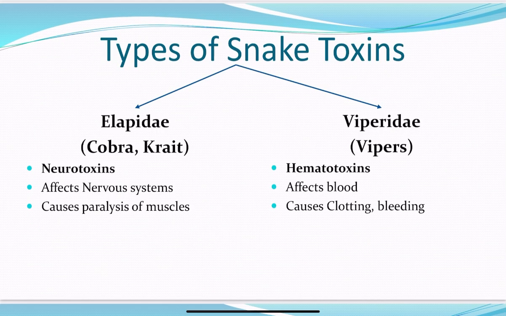There are mainly two types of snakes that are found in the Asian region. They are mainly Elapidae and Viperidae. And the Elapidae includes cobra and krait, whereas Viperidae includes vipers. These snakes produce neurotoxins which affect the nervous system and cause paralysis of muscles, whereas the hematotoxins from the vipers will affect the blood and cause blood clot or bleeding.